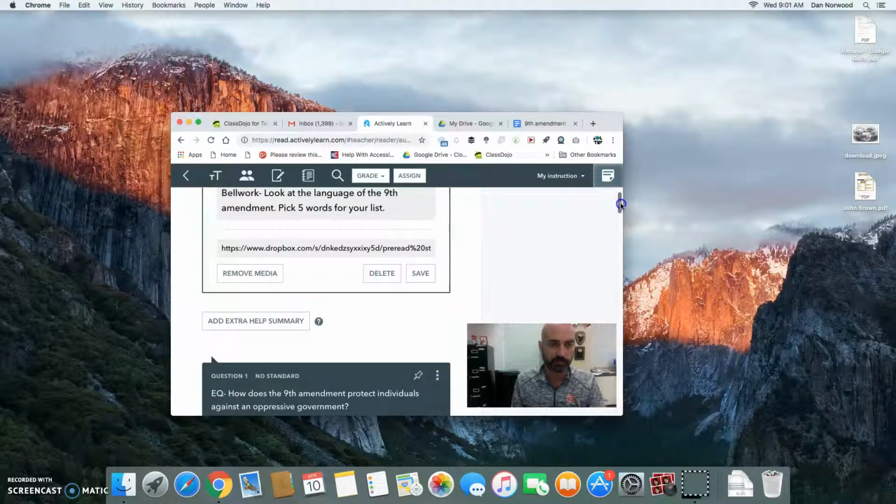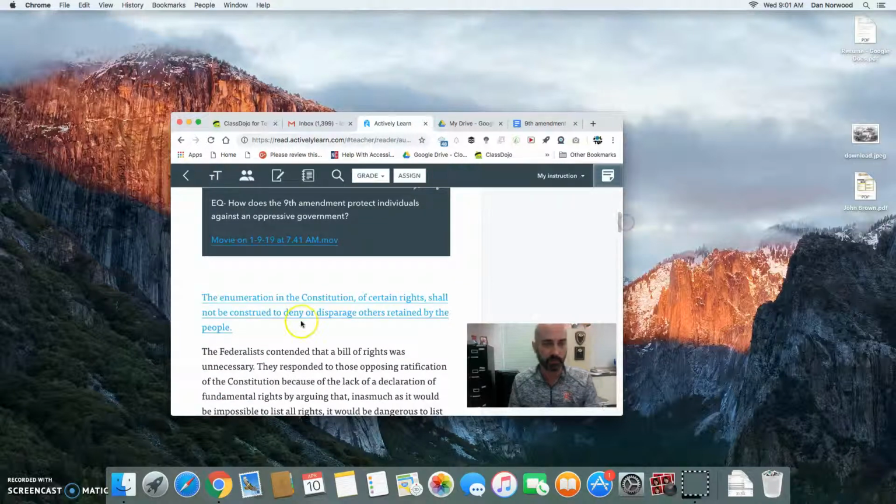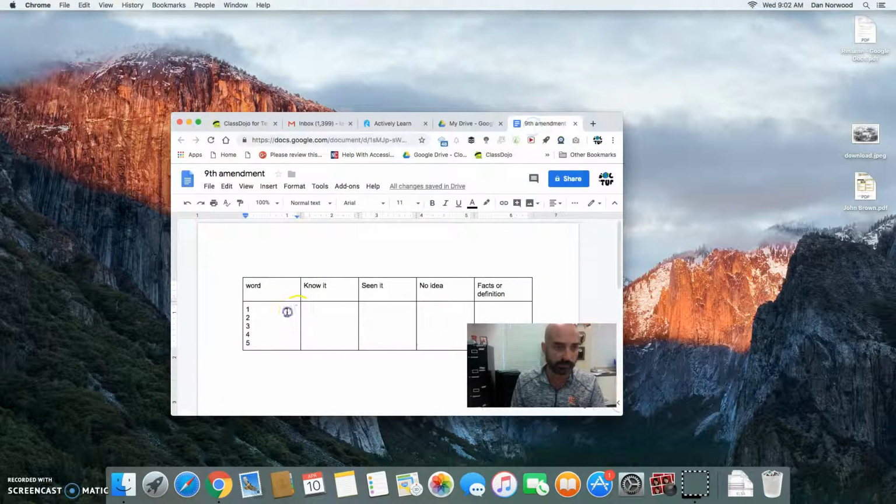Okay, so let's take a look at the language of the Ninth Amendment. This is the Ninth Amendment right here. The enumeration in the Constitution of certain rights shall not be construed to deny or disparage others retained by the people. So if you don't know what enumeration means, let's put that in your chart. And then ask yourself if you know it, seen it, or no idea. If you have no idea what it means, you could just put an X here, or however, just leave me some kind of symbolism to let me know what you rank yourself as far as the knowledge of that word. And then, so that's just me getting it started for you.